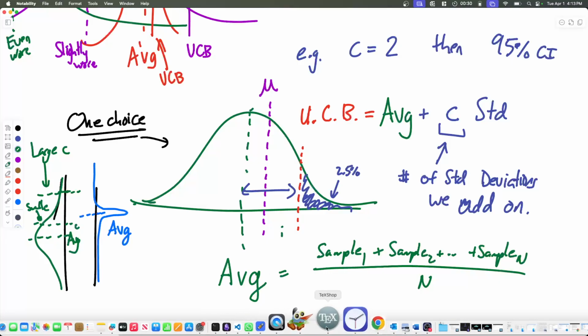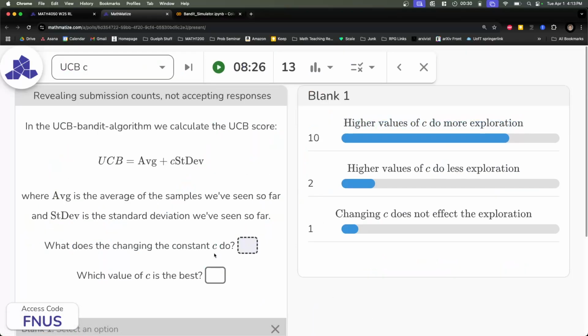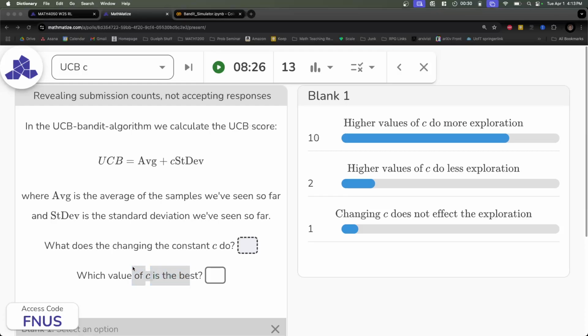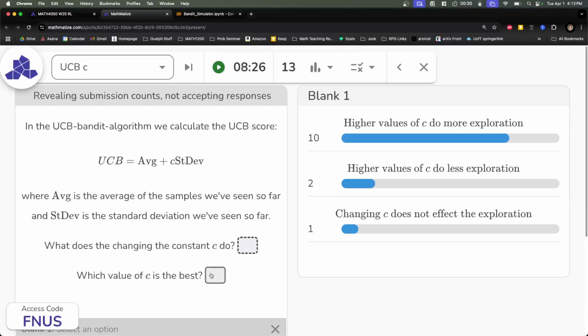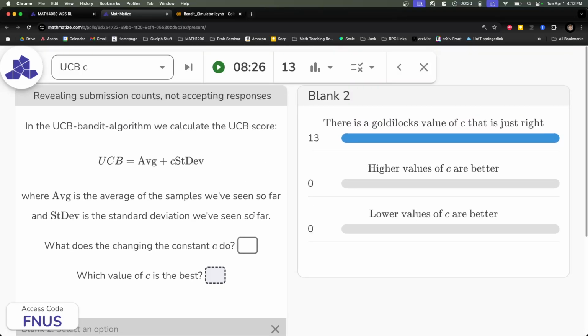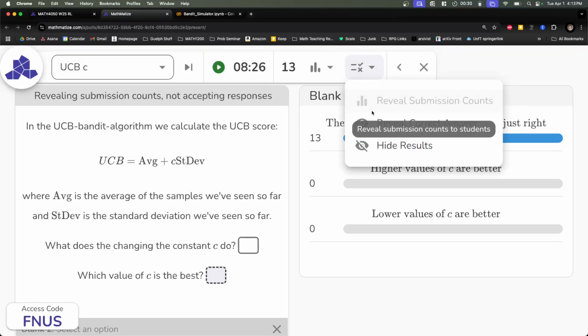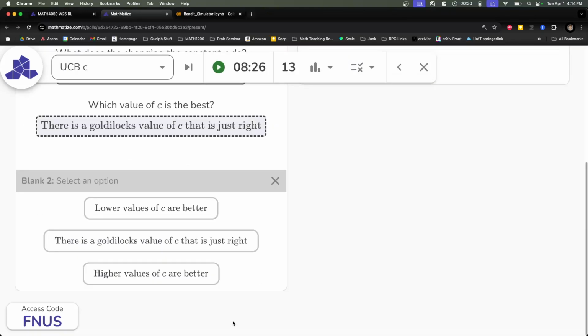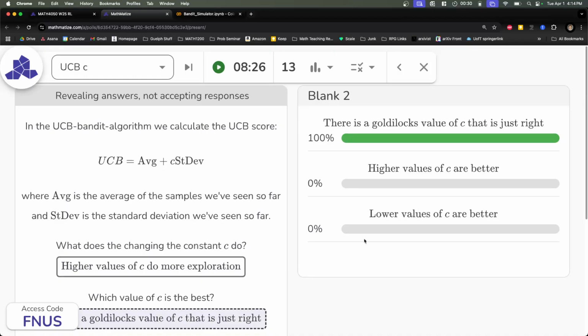So it looks like most people got that one right. Very nice. Now, the million-dollar question: what value of C is best? Which value is the best? All right, and everyone knows the pattern by now, that there is indeed a Goldilocks zone. If you explore too much, that's a problem. If you explore not enough, that's another type of problem.